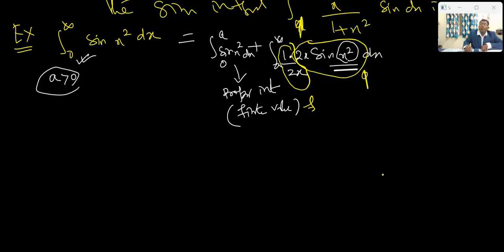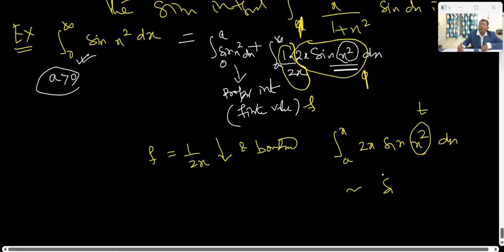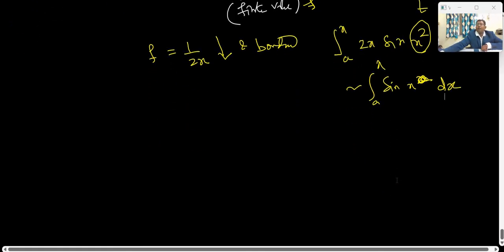So what happens to your f? f is 1 by 2x, so gradually it will decrease, right? It will decrease and it is bounded, is it not? Now what will happen to the integral from a to x of 2x sin x square dx? If I put this as t, then 2x dx is dt, so it will have the form sin t dt, from a to x. We will get it of this form.